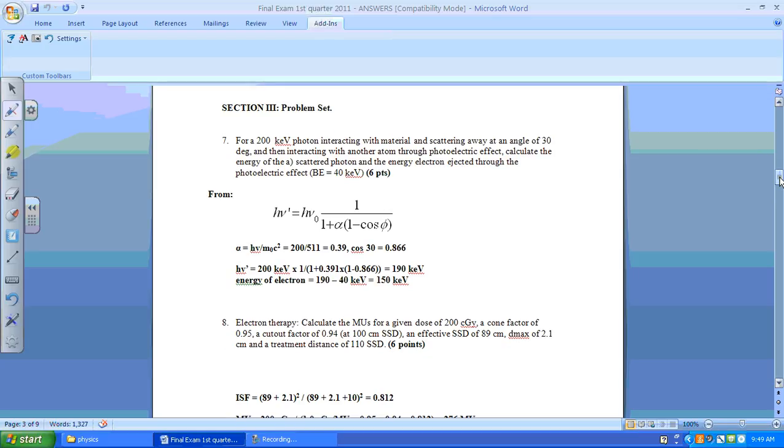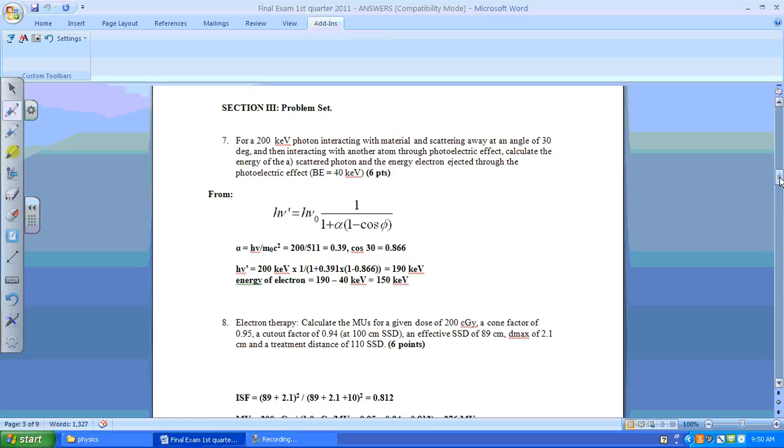For a 200 keV photon interacting with material, scattering away at an angle of 30 degrees and then interacting with another atom through photoelectric effect, there's a couple of things going on here. A 200 keV photon scatters through Compton at an angle of 30. Whenever you see an angle, think of Compton, because we can use angles in the Compton equation. Then that scattered photon interacts through photoelectric effect, and no angles required there.